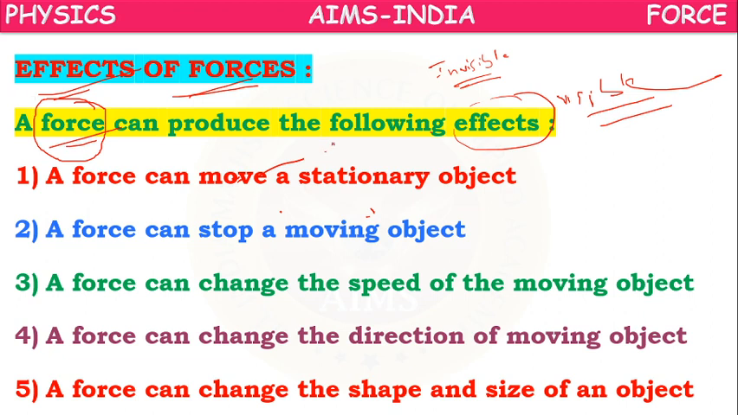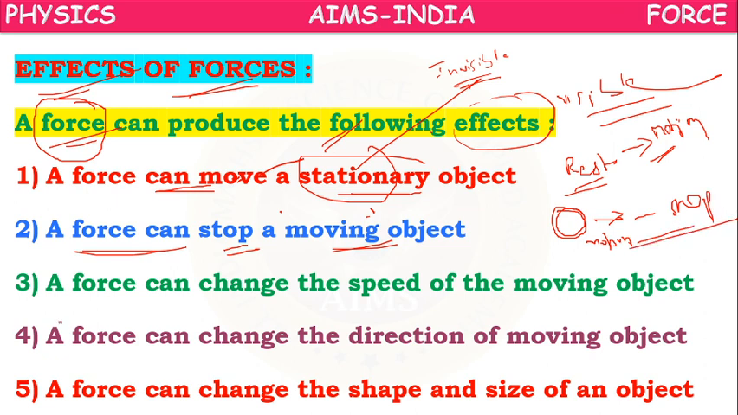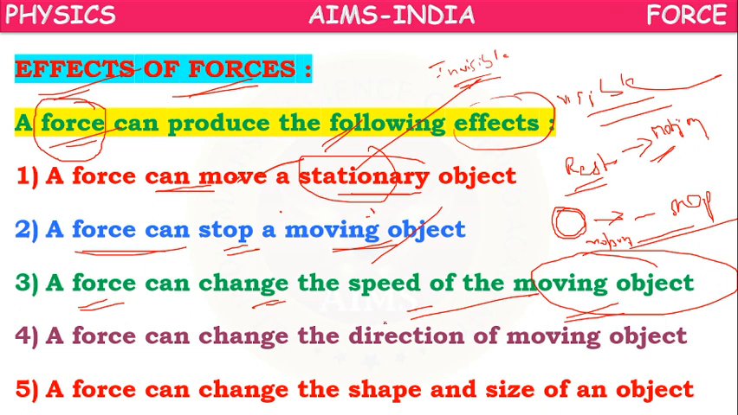A force can produce the following effects. It can move a stationary object. Stationary means the object which is under rest. If the object is under rest, then the force can create motion in that stationary object. A force can stop a moving object. If the object is in motion, then the force can stop it. A force can change the speed of the moving object. For the moving object, it may increase the speed, it may decrease the speed. A force can change the direction of a moving object. Or a force can change shape or size of an object.